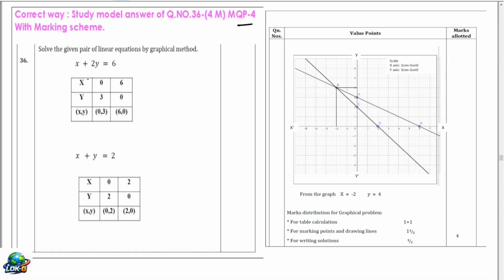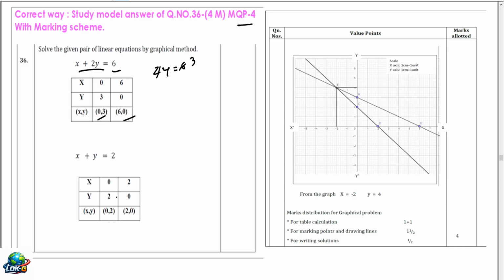Model question number 4. x + 2y = 6. When you put x = 0, you will get 2y = 6. 2 ones are 2, 2 threes are 6. You will get y = 3. When y = 0, x = 6. So the points are (0, 3) and (6, 0). Take only 2 values. Don't take too many values.